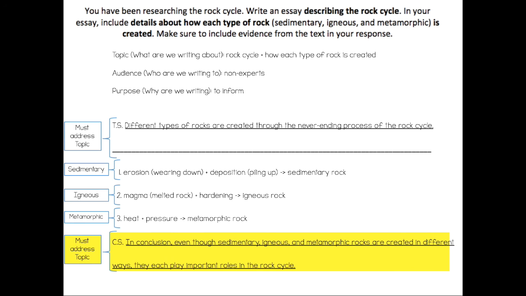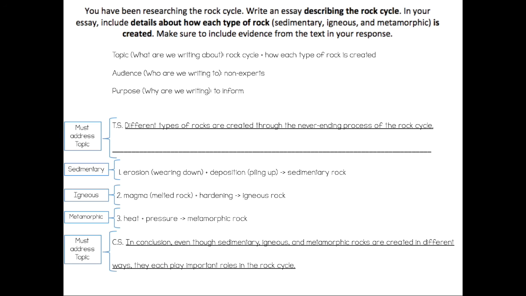Next, we're generating a sentence that addresses our topic. So let's see if I addressed my topic. In conclusion, even though sedimentary, igneous, and metamorphic rocks are created in different ways, they each play important roles in the rock cycle. So going back, did we talk about the rock cycle? Yes, we did. We talked about how each type of rock plays a role. Next, did we talk about how each type of rock is created? Yes, we did. We talked about how they are created in different ways. So we addressed our topic. We're good to go. Again, as a writer, this is your opportunity to get creative and use all of the wonderful strategies that we practice in class every day to write a strong, complete sentence that addresses our topic.